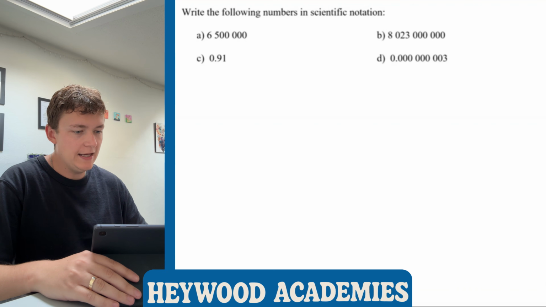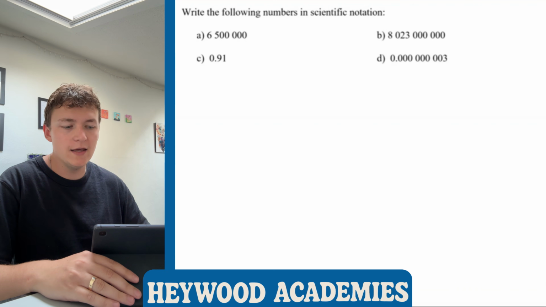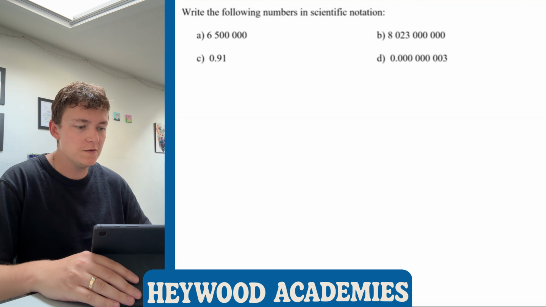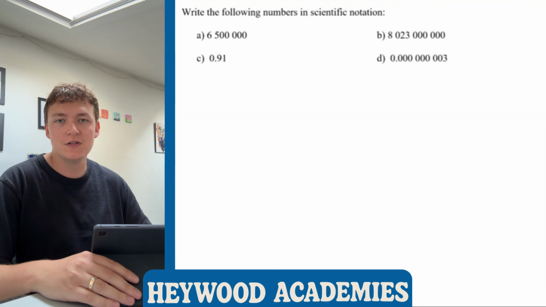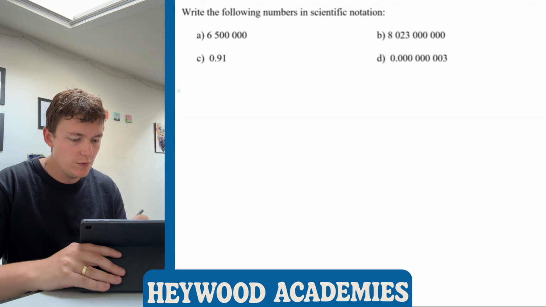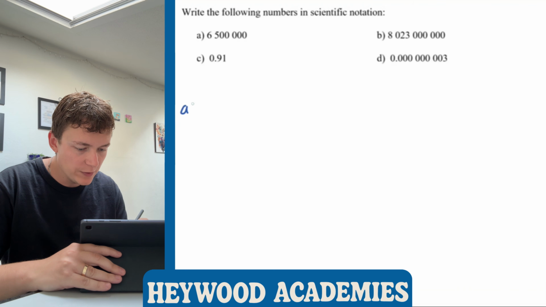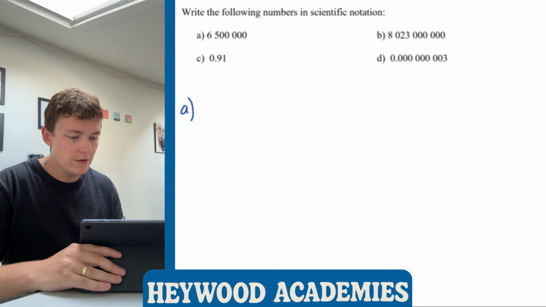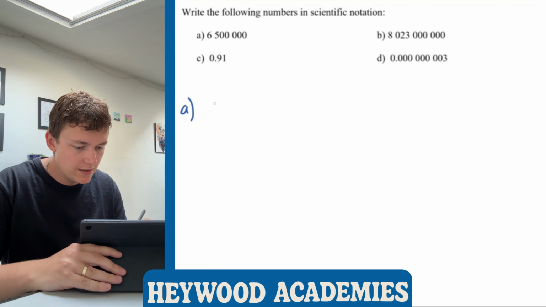First question we've got has to do with scientific notation. So they've given us a few numbers here and they want us to convert these over to scientific notation. The way these are written right now is just called standard notation. So it's just the normal way that you'd write a number. So the way we need to do this is we need to move that decimal place over a certain amount of spots.